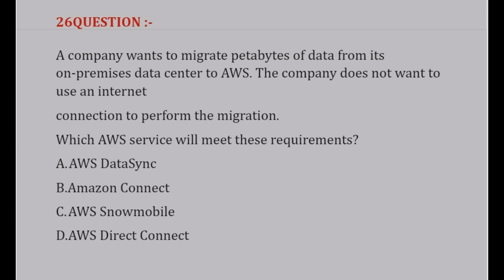Question is, a company wants to migrate petabytes of data from its on-premises data centers to AWS. The company does not want to use an internet connection to perform the migration. Which AWS service will meet these requirements? Option A. AWS DataSync. Option B. Amazon Connect. Option C. AWS Snowmobile. Option D. AWS Direct Connect. Correct answer is option C.